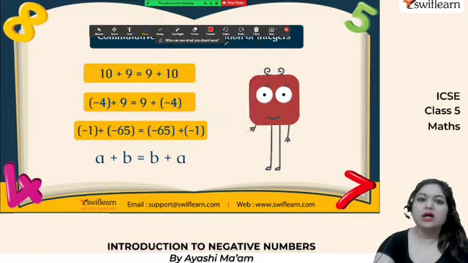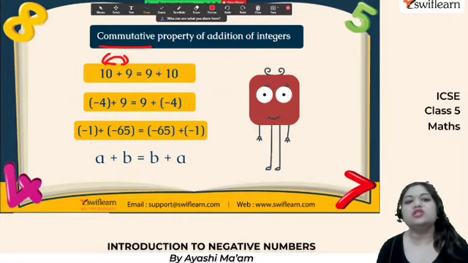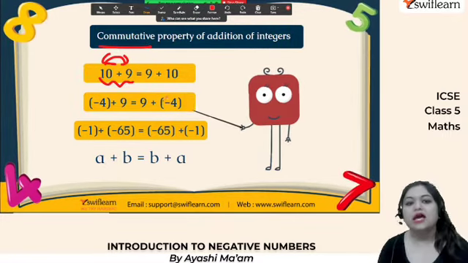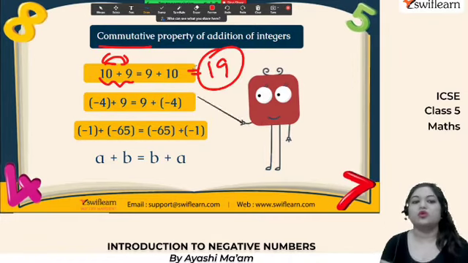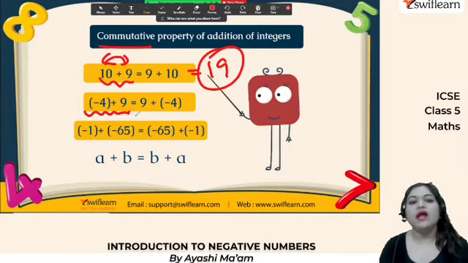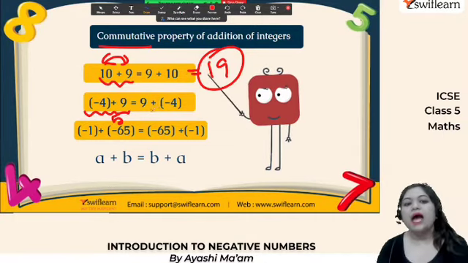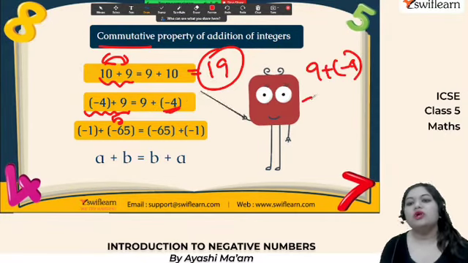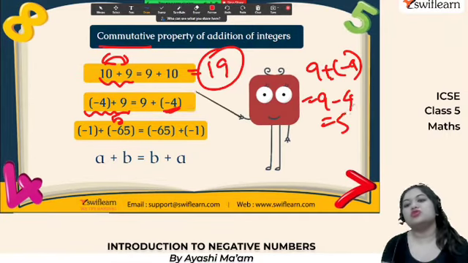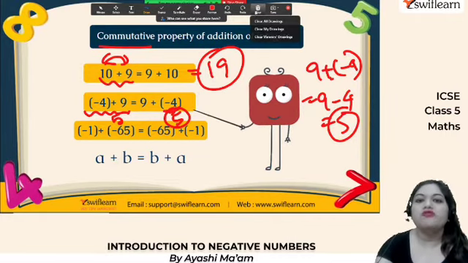Next, coming to the commutative property of addition. What is commutative property? If you simply interchange the numbers, that means here you have 10 plus 9. So if you write 9 at first and then 10, 9 plus 10, you will always get the same answer only, right? Here also we have minus 4 and then plus 9. Which means what? Minus 4 plus 9, if you do on the number line, you will see the answer as 5. And even if you write 9 at first and then minus 4 after that, so 9 plus of minus 4, plus and minus is going to give us a minus. This is also going to give you the same answer only. Okay, so this is the commutative property of addition of integers.